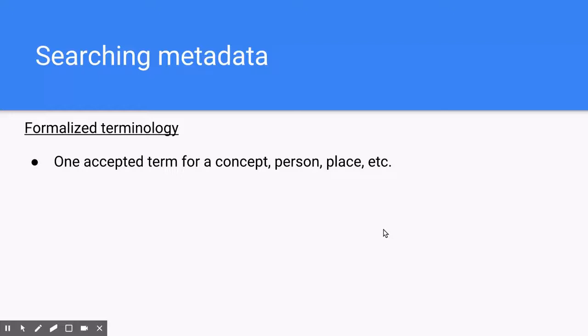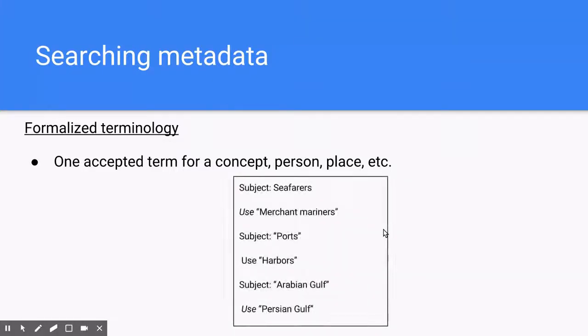One of the things about metadata is it often uses very formalized terminology. There are several thesauruses that the library world uses. One of the ones we use mainly is called the Library of Congress Subject Headings. And what a thesaurus does is, when we apply these terms in our metadata, you only have one accepted term for a concept or a person or a place. So even though most of us in this sector would refer to seafarers, the Library of Congress would have a see reference to merchant mariners. That would actually be the subject heading. Same thing, ports, you would use harbors. Arabian Gulf, you'd use Persian Gulf.